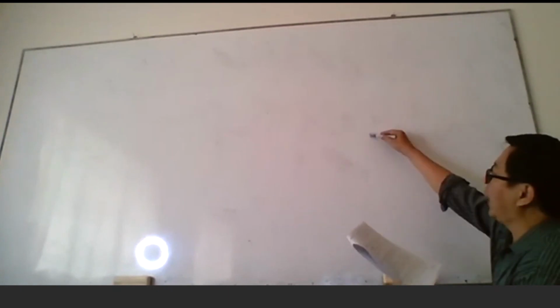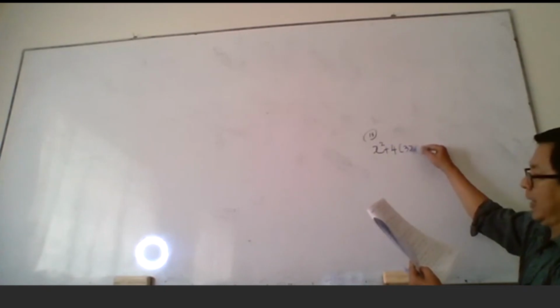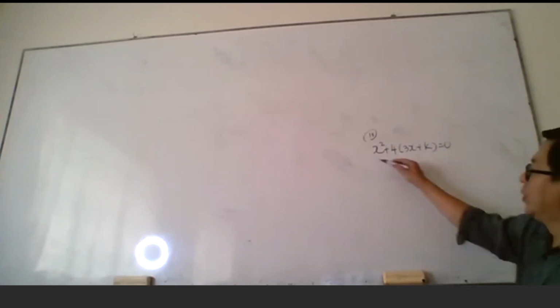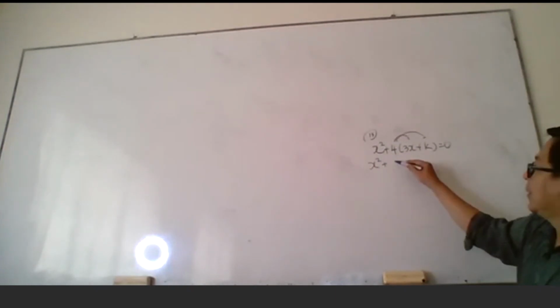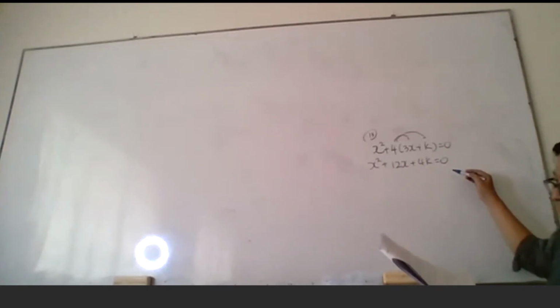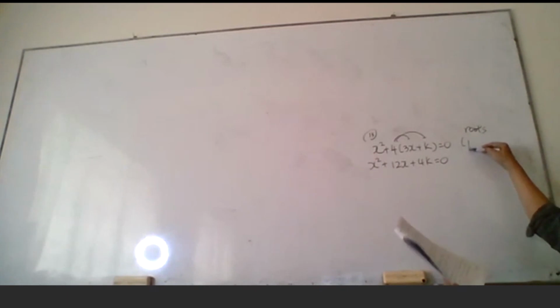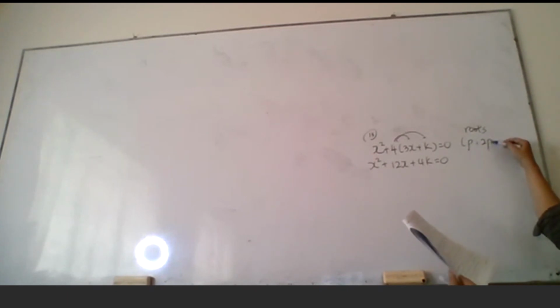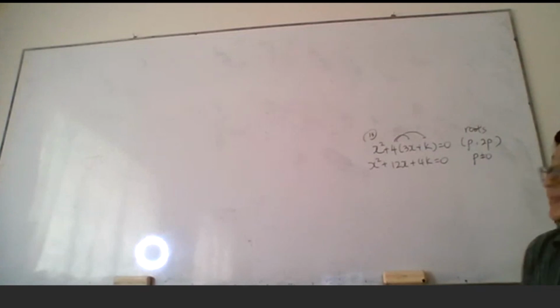Okay, so ladies and gentlemen, please look at your question number 13. x squared plus 4, 3x plus k equal to 0. So first step, we need to expand, so it becomes 12x plus 4k equal to 0. In the question itself, the roots are p and 2p, whereby p cannot take the value of 0.